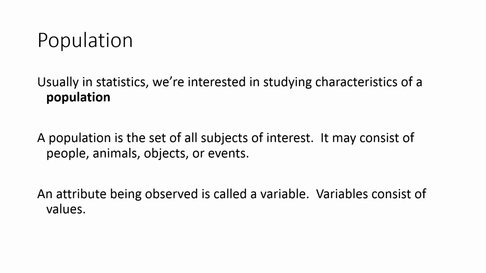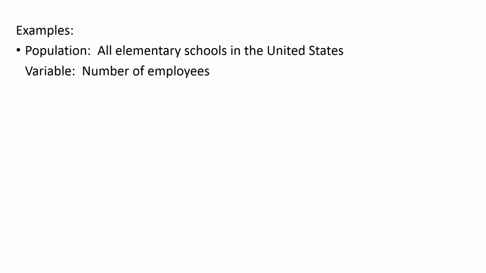Within a population, we're usually interested in looking at different attributes, different variables. And within a variable, there are different values. So let's look at some examples. A population might be all elementary schools in the United States, and a variable might be the number of employees.